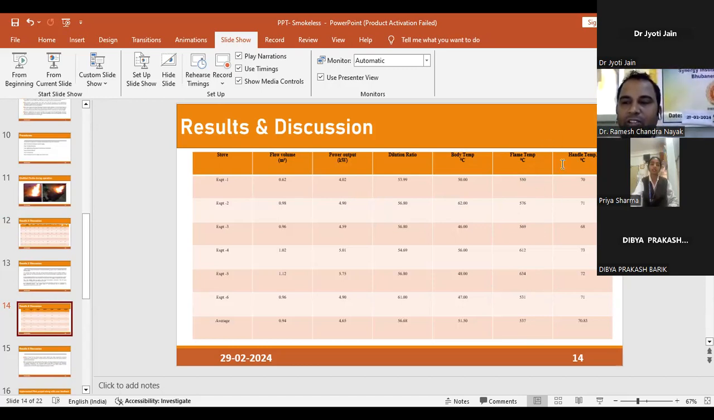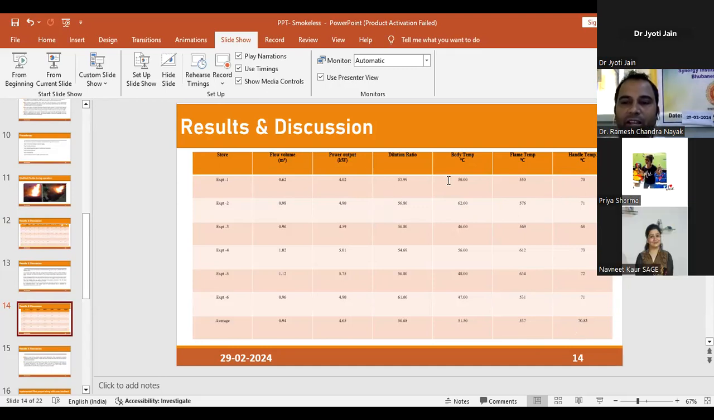Due to perfect insulation, the handle temperature is between 60 to 70 degrees centigrade, which indicates that our chula does not pose any risk and will not create any accident. The body temperature is between 50 to 60 degrees centigrade, the dilution ratio is between 50 to 60, and the flow volume is between 1 to 2 meter cube.